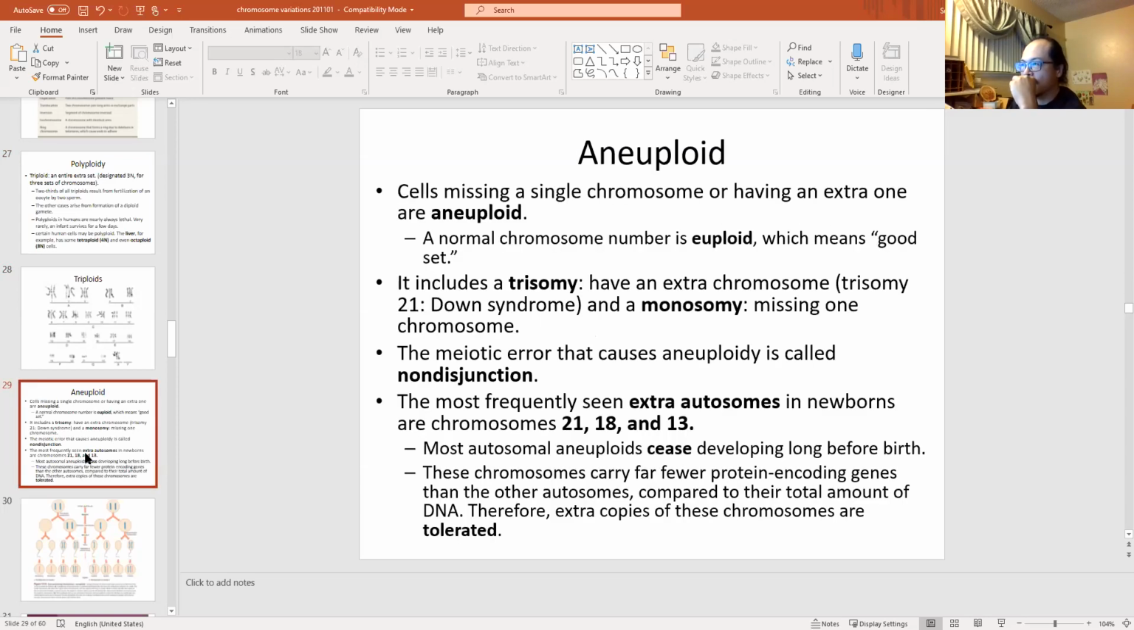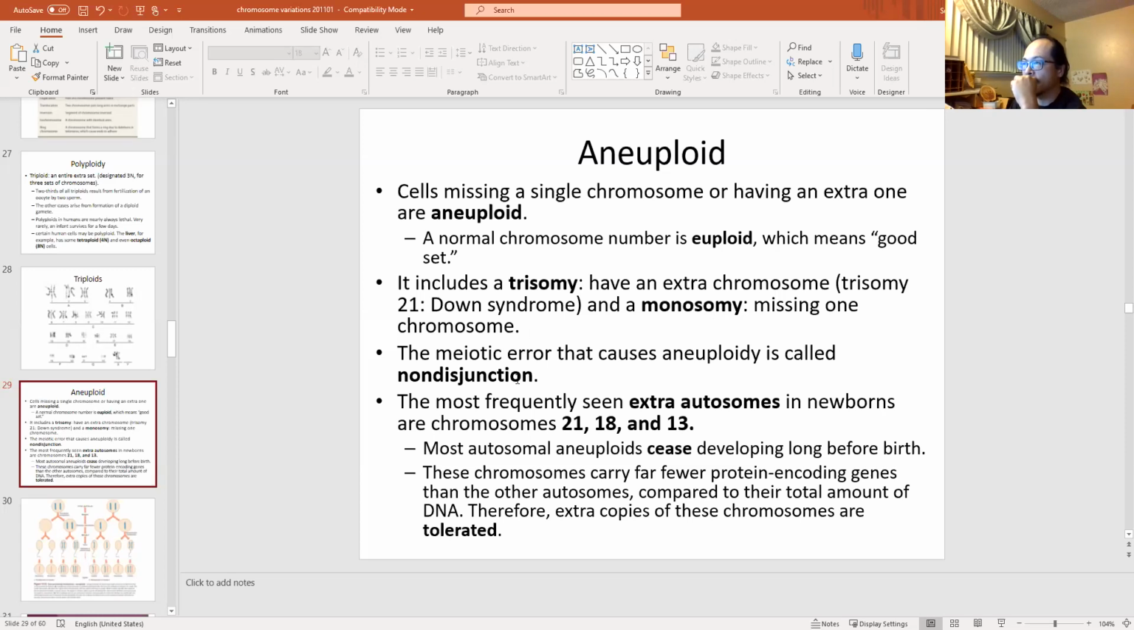Another condition, more commonly seen in living human beings, is aneuploid. Aneuploid includes trisomy and monosomy. So it's either an extra chromosome or a missing chromosome.